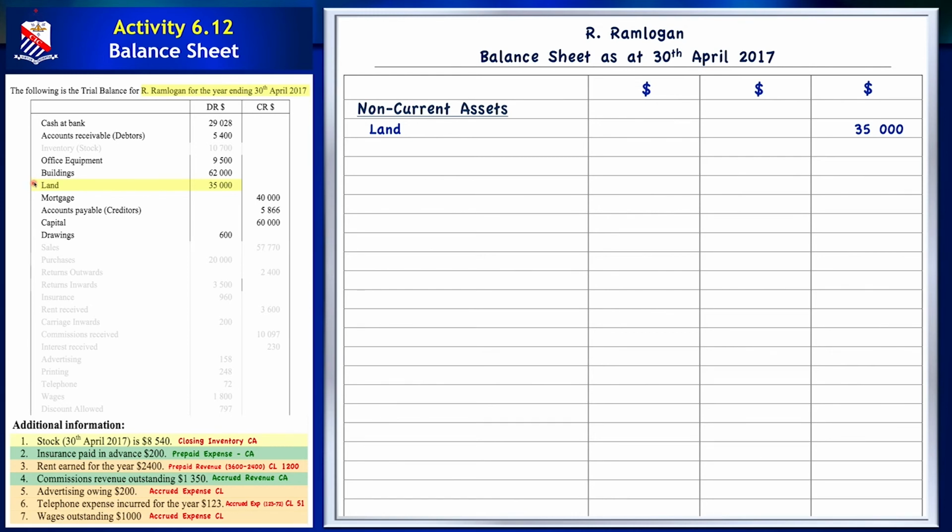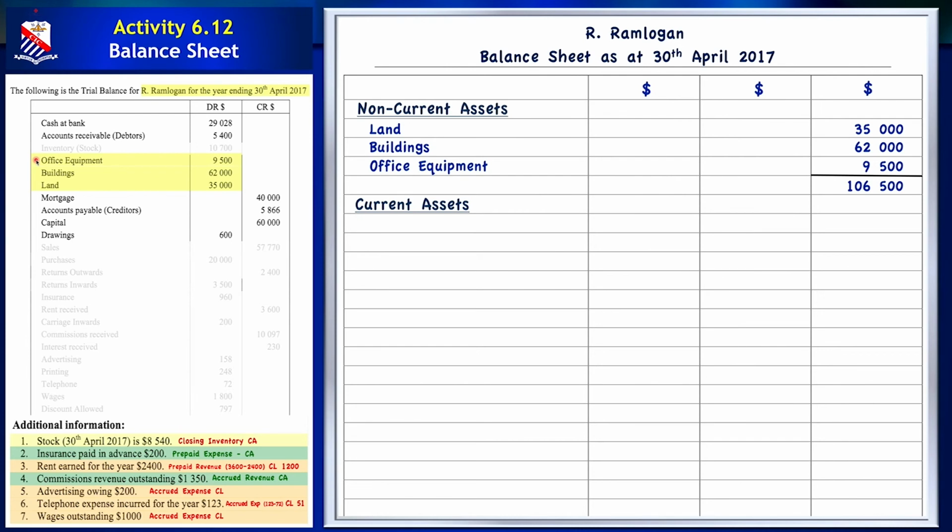We also had buildings. Buildings is your second in order of permanence, $62,000, last column. And we also had office equipment. So we had 3 non-current assets, but in your balance sheet, we have to put it in order of permanence. When you check, you would see that there are no more non-current assets, so you would tally and you have 106,500. So you move on with your current assets.